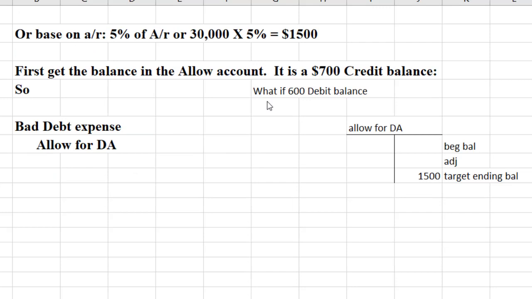Now, what if the balance is not a credit balance but a debit balance? You got to be careful when you do the problems, because if you just assume it's a credit balance, you could get it wrong. So let's say it's a $600 debit balance. In order to get this to be $1,500, the adjustment needs to be $2,100, because you need to make up the debit to turn it into a credit of $1,500. So you're going to have $2,100. Now that we know that, let's go ahead and look at a problem.